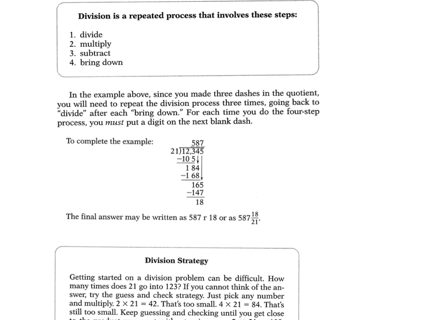So we could either say that this is 587 with a remainder of 18, or 587 with 18 over 21. If you're going to put it in fraction form, the denominator of your fraction will always be the number that you're dividing by.